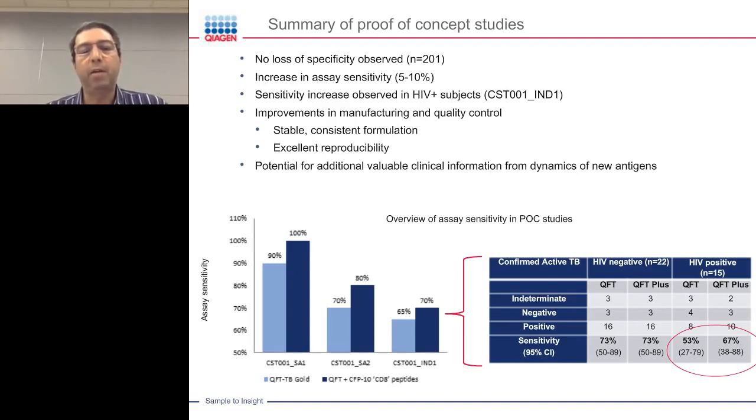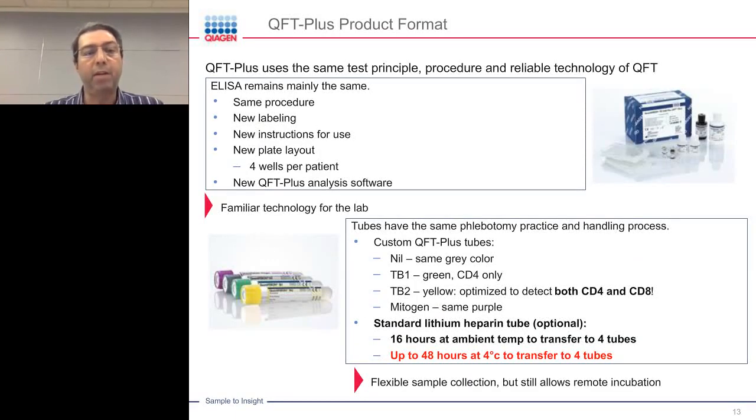here's some very early proof of concept studies in which we went out to try and target some high risk groups, particularly HIV positive subjects, and here's just a snapshot of some of the study data in which we were able to show that with QFT Plus in the setting of HIV, we were able to see somewhat of an improvement in that setting, and importantly, we did not lose specificity. And I'll walk you through a little bit how we designed this here.